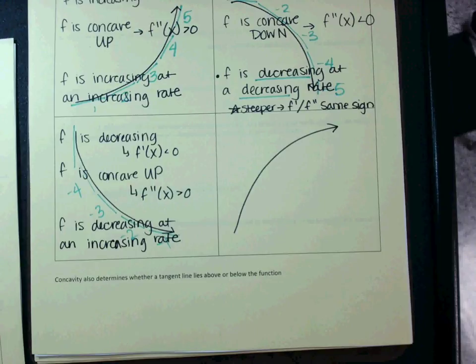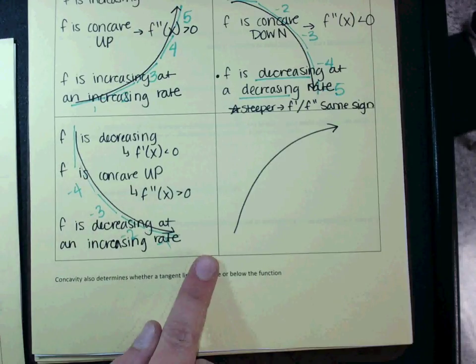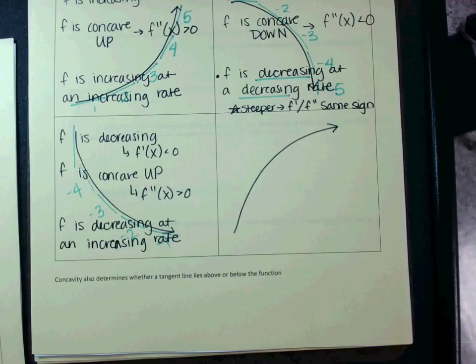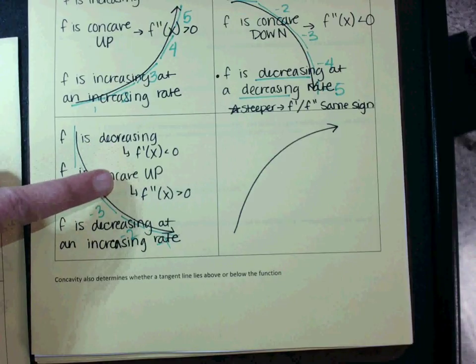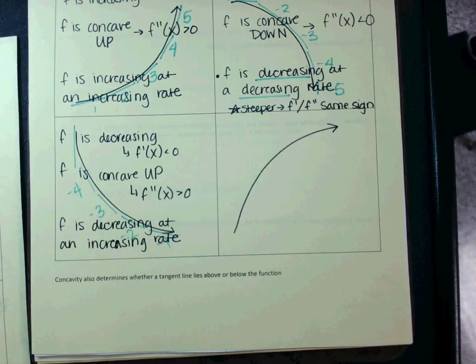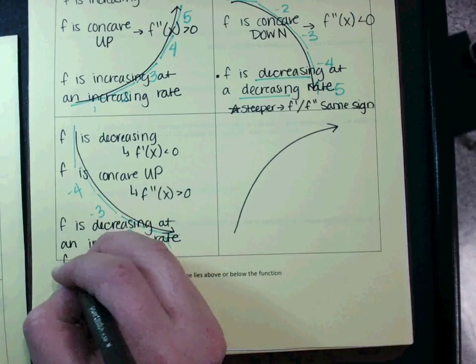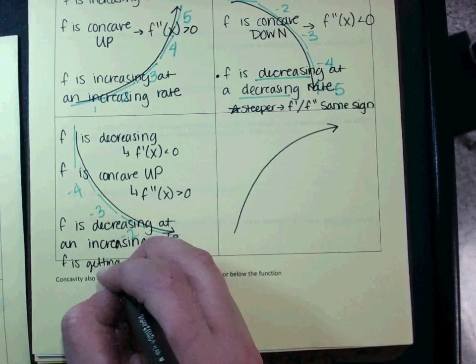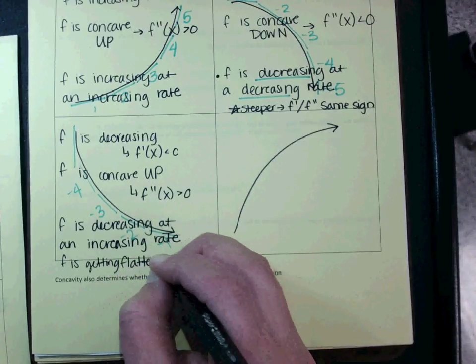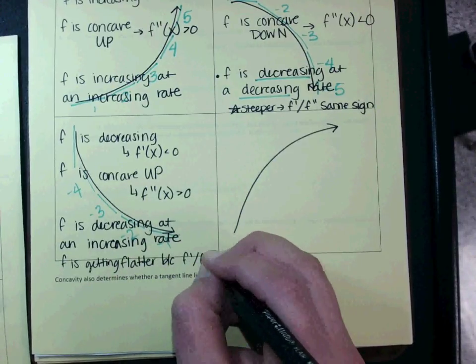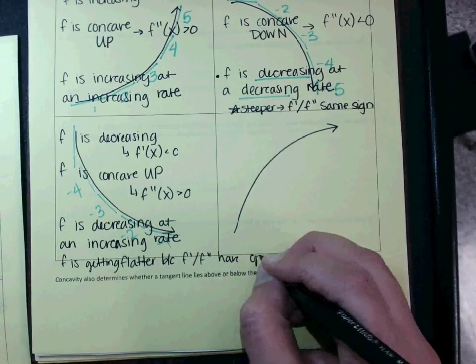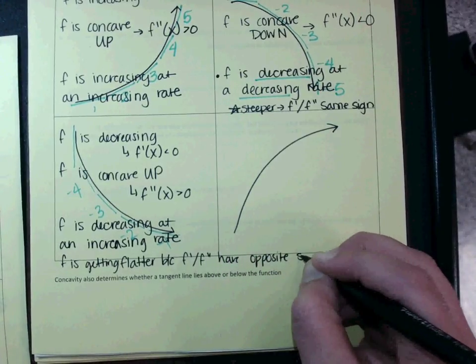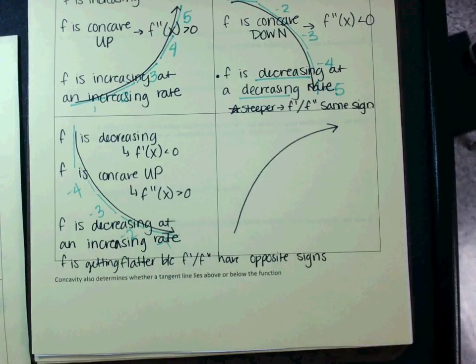Okay? Now, notice what's happening in your graph. It's getting flatter. The reason that it's getting flatter is because your first derivative was negative, but your second derivative was positive. So instead of your slope and your concavity being the same, they're opposites. So we're going to write down here, f is getting flatter because f prime and f double prime have opposite signs. And that's going to be true in the second graph as well, so if you write all the way across, that's fine.